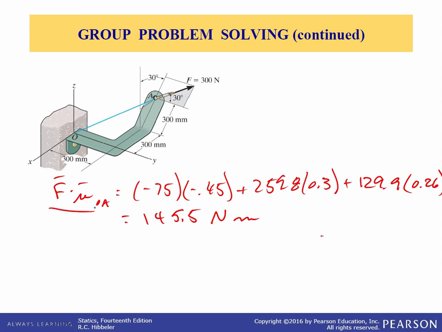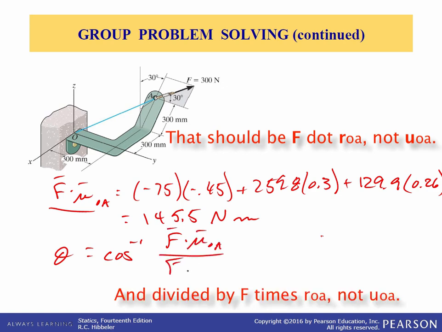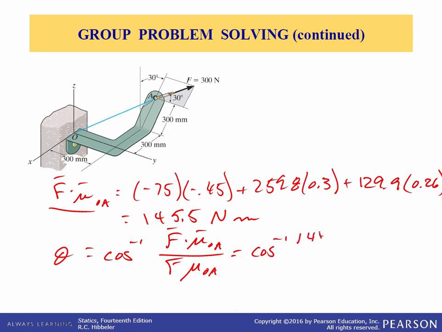So now I know the dot product of F and u_OA, and I know the magnitude of F, I know the magnitude of u_OA, so I can solve for theta. Theta is the inverse cosine of F dot u_OA divided by the magnitude of F times the magnitude of u_OA. So this is the inverse cosine of 145.5 divided by the magnitude of F, which is 300, times the magnitude of R_OA, which is 0.6. So theta comes out to be 36.1 degrees.